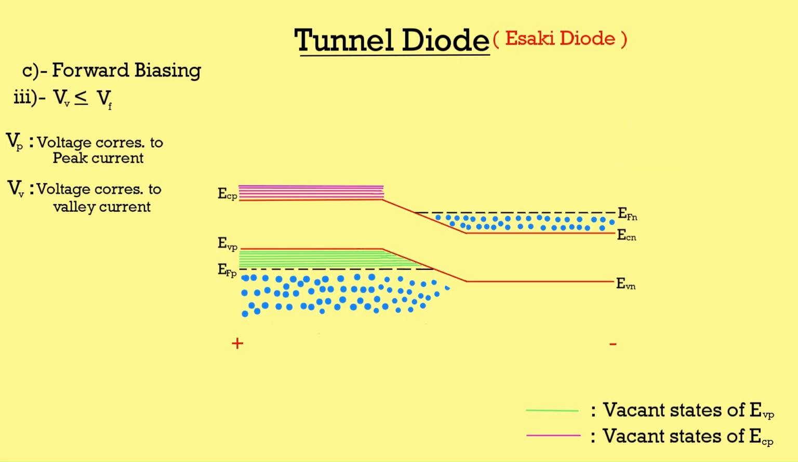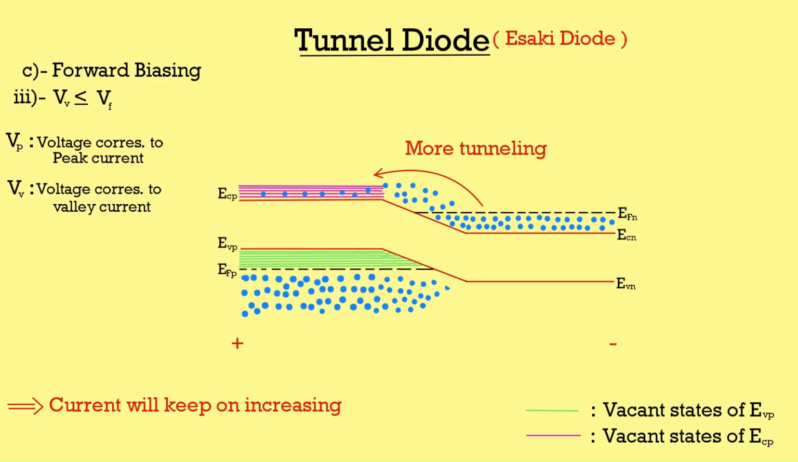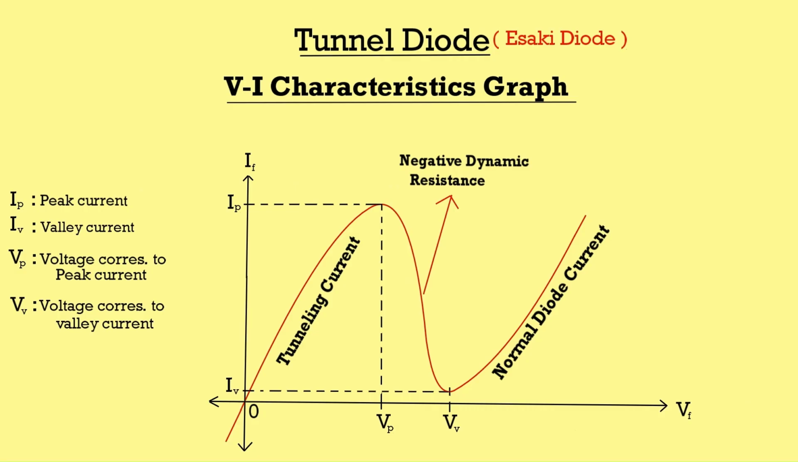The third case of the forward biasing is when the forward bias voltage is greater than the voltage corresponding to valley current. As the energy levels in the n-type region move upwards, more number of electrons are able to interact with vacant states of the p-type region conduction band. Therefore, more number of free electrons will be able to flow from n region to p region, increasing the net current. When the voltage is greater than the voltage corresponding to valley current, the tunnel diode actually acts as a normal diode. Here we have the characteristic voltage ampere graph of a tunnel diode.